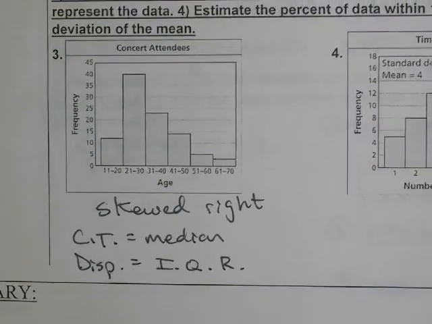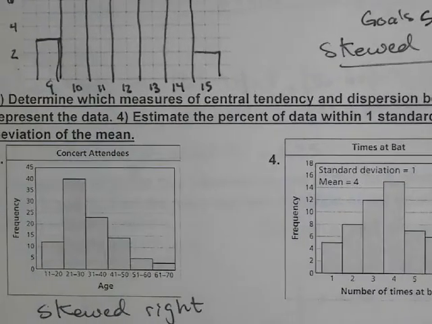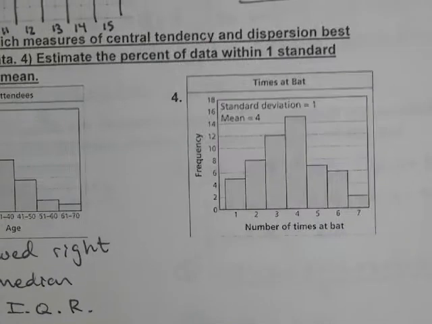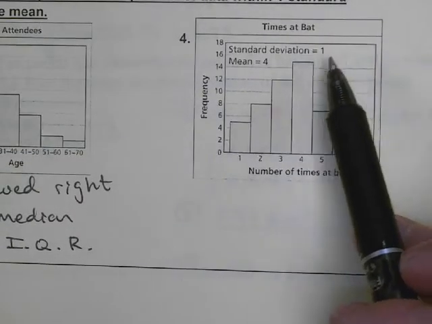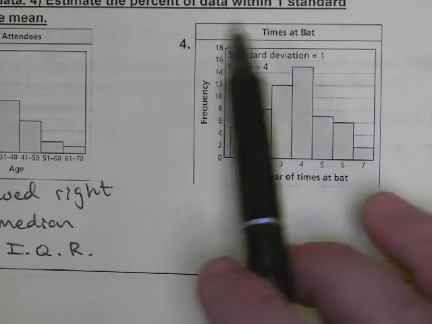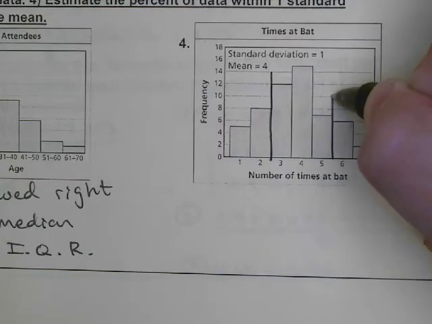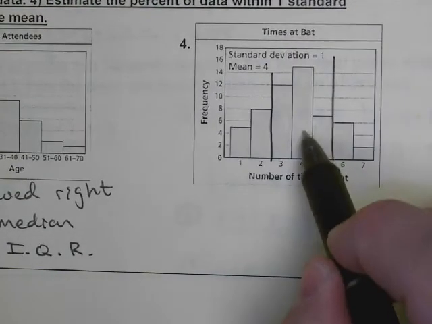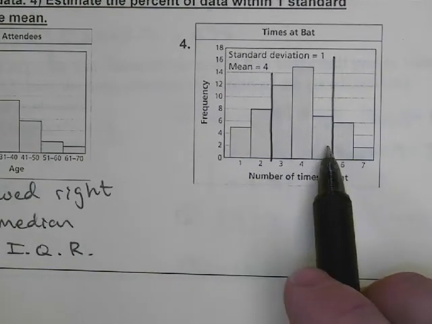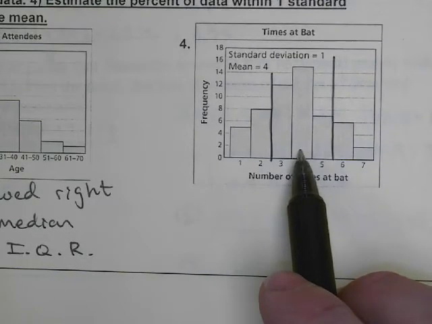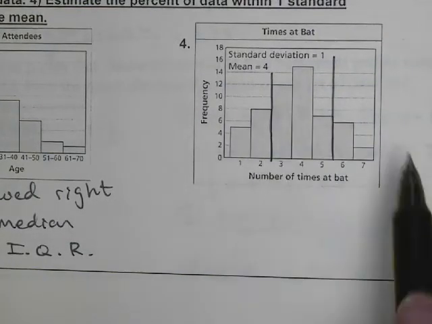And that's how we can briefly discuss what I would use if I was really trying to dive into this data set. So next, for number 4, is estimate the percent of data within one standard deviation of the mean. Here we're going to really use that standard deviation, and the standard deviation is already given to us. If I want to estimate the percent of data within one standard deviation, I want to focus on all the information that's within one standard deviation of the mean. So if my mean's 4, everything within one standard deviation would be between 3 and 5. Because I'd go 1 away from 4, that's 3, and I'd go 1 away from 4 in the positive direction, that's 5.